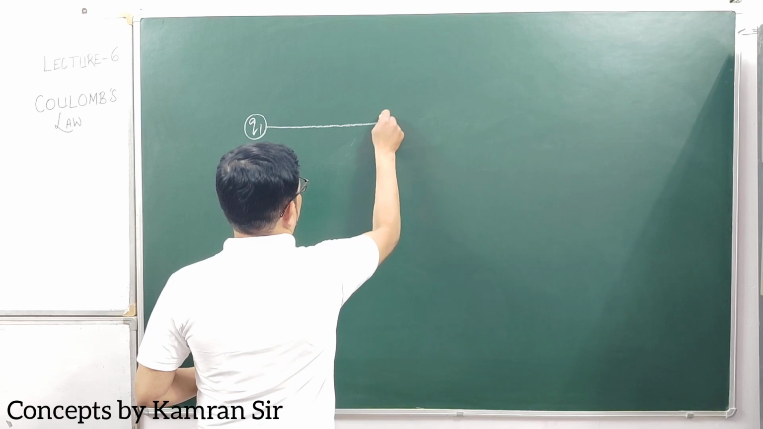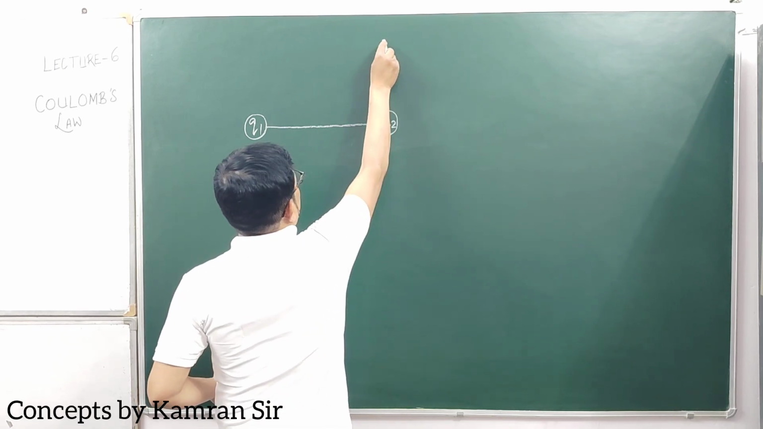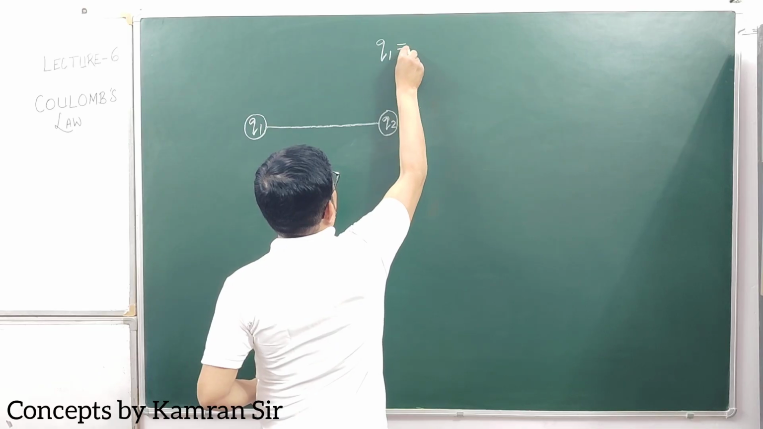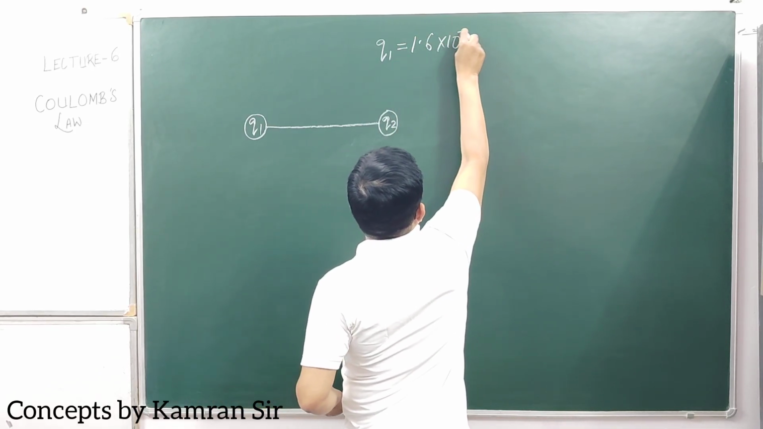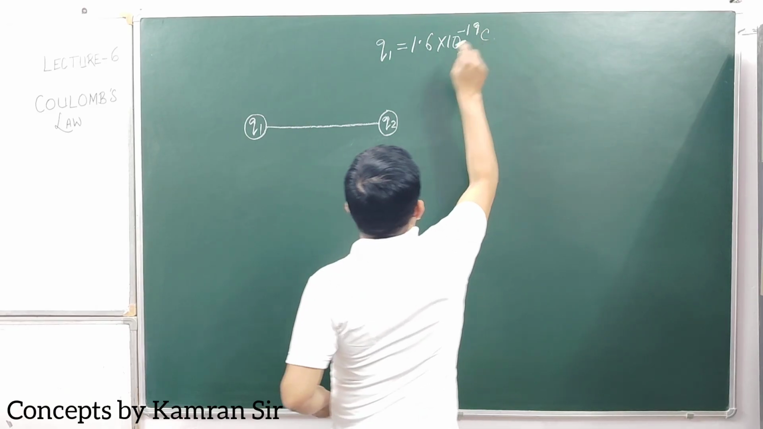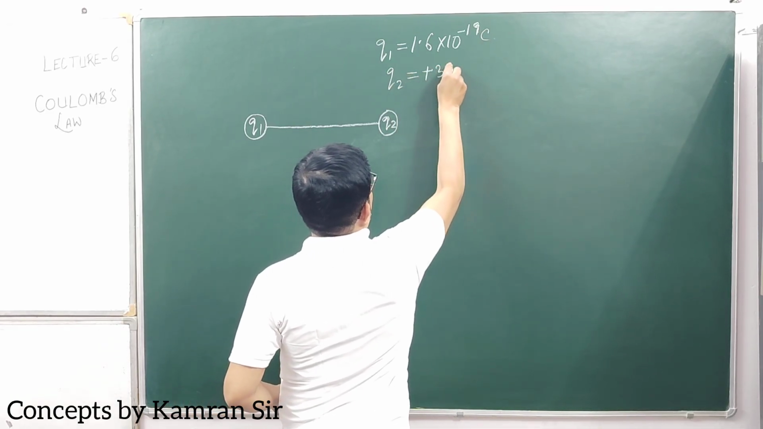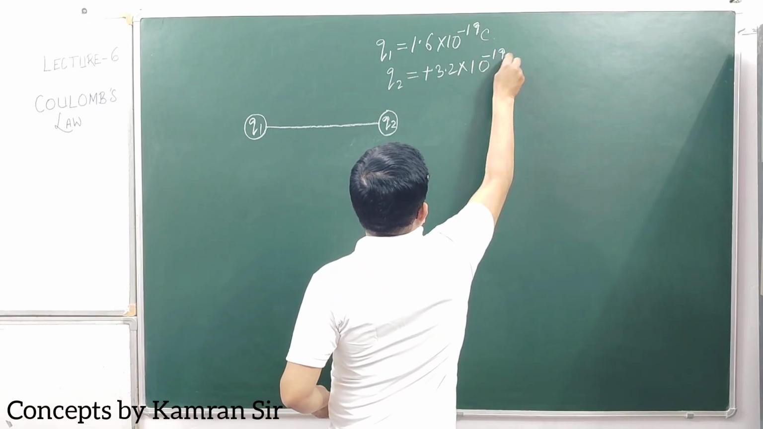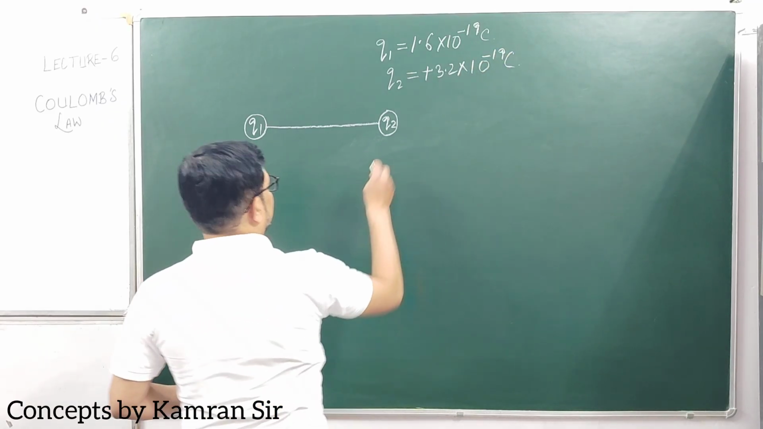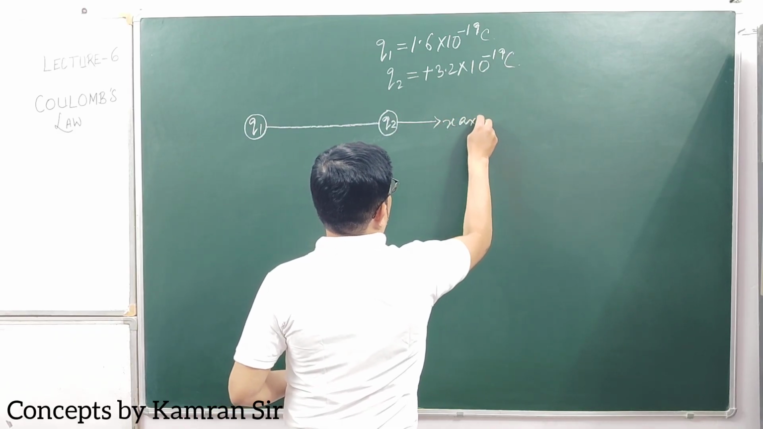We have placed another charge which is Q2, right? So we take the same values. Q1 is equal to 1.6 times 10 raised to the power minus 19 coulombs, and suppose this Q2 is equal to plus 3.2 times 10 raised to the power minus 19 coulomb. Now these two charges are placed on x-axis.